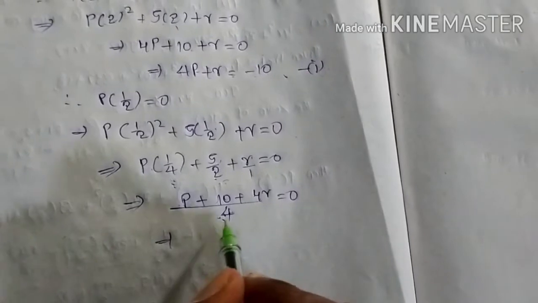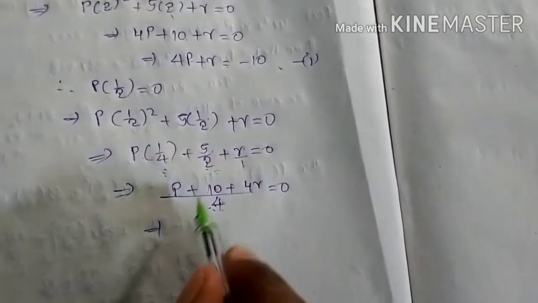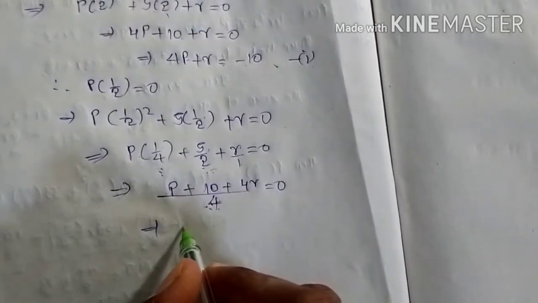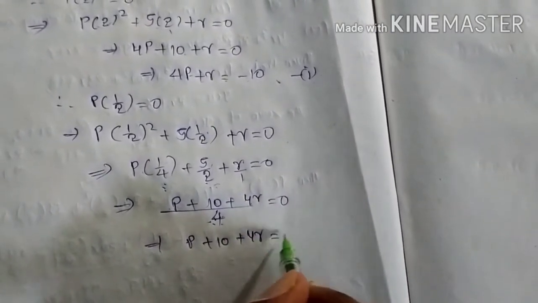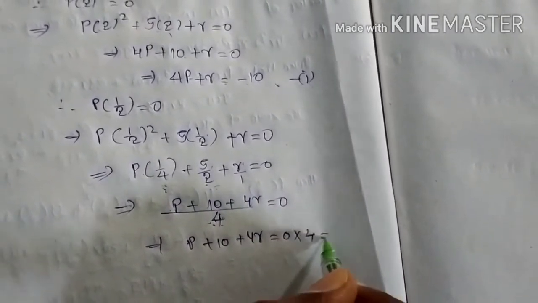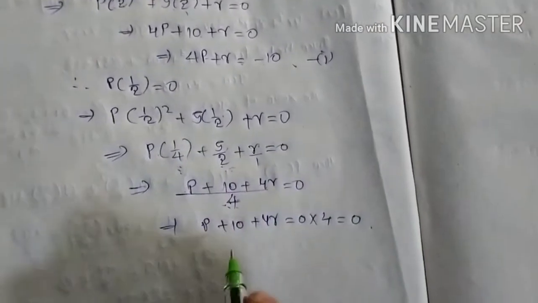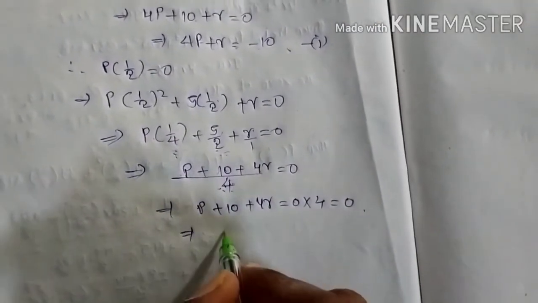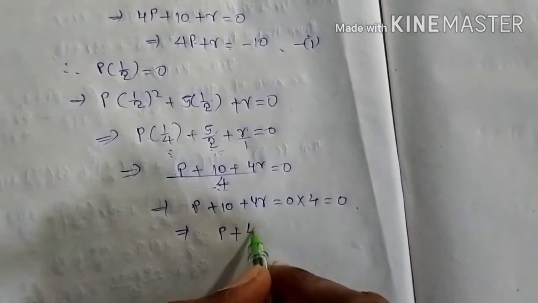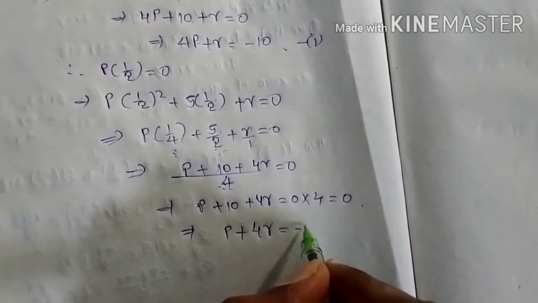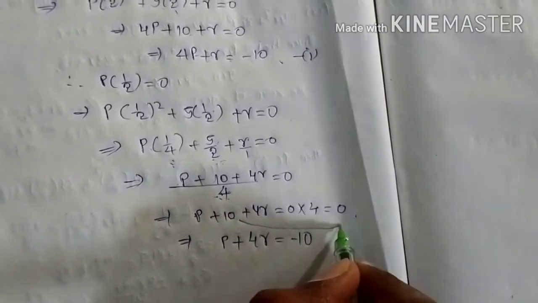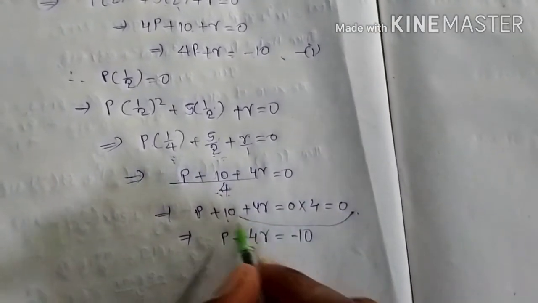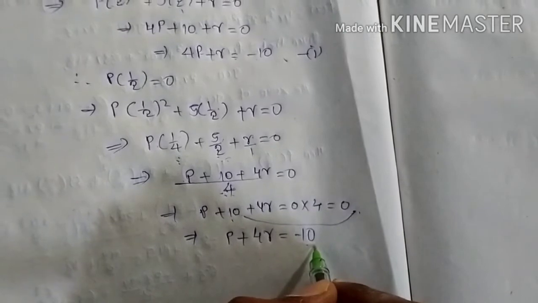You can transpose 4 to the RHS. You will get how much? The remainder is equal to 0. That means you can write p plus 10 plus 4r is equal to 0 into 4, which is equal to 0 only. Yes or no? Yes. That means you can see, can I write p plus 4r is equal to minus 10? If I am transposing 10 to the RHS, plus 10 will become minus 10, or not? Yes.